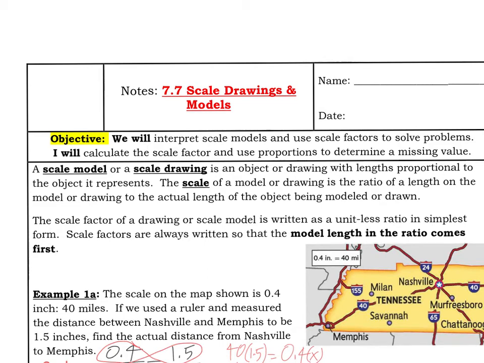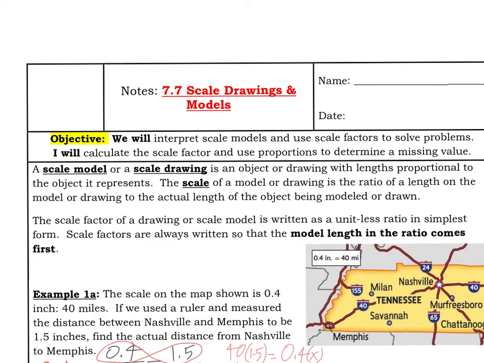Just real quick at the top, I have everything filled out ahead of time, but I'll explain to you how I got everything rather than fill it out as I go along. At the top of these notes, I have some definitions of what it means to be a scale model or a scale drawing. It's an object or drawing with lengths proportional to the object it represents. So the scale of a model or drawing is the ratio of a length on the model or drawing to the actual length of the object being modeled or drawn. The scale factor of a drawing or scale model is written as a unitless ratio in simplest form. Scale factors are always written so that the model length in the ratio comes first.